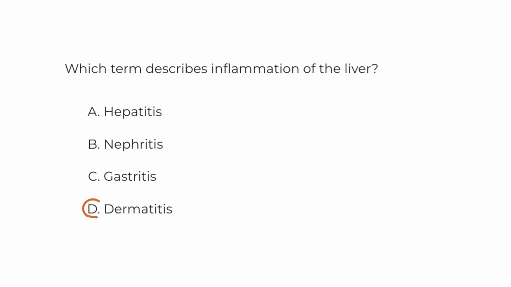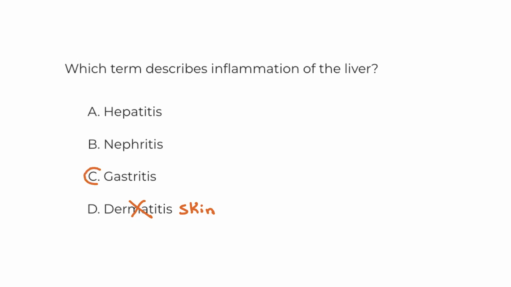So let's start with D, dermatitis. Is this the term that describes inflammation of the liver? Well, no. This is a term that describes inflammation of the skin. And to identify that, if these terms aren't already familiar to you, you can look to the prefix of these different words. For example, here we have derma, which is a common prefix in medical terms for something pertaining to the skin. You can think of your dermis or your epidermis, which are layers of the skin. But D is not our correct answer.